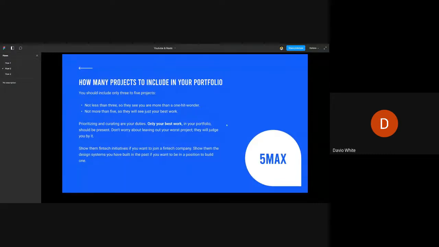Show them the design systems you have built in the past if you want to be in a position to build one. So when I'm talking to clients, people reach out to me, they want to do this, and then I try to pitch an idea. I do that often. I'll tell you, okay, after this, you definitely would need this. I've pitched the idea to them, and it's something I can do, or it's something I have a team that can do, especially when it comes to development.